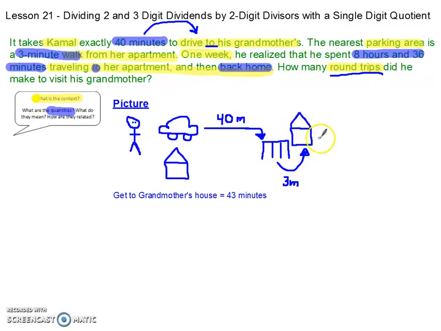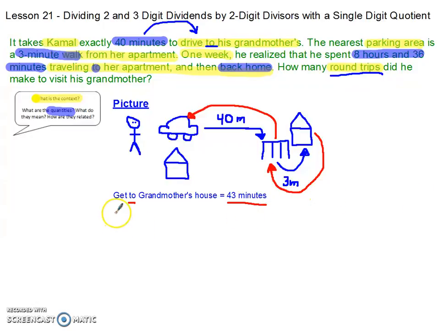But then we also have to think about his round trip, meaning not only did he go to his grandmother's house, but he also went back home. So not only did he go, but he also made a return trip to the parking garage, which was also 3 minutes. And then he went from the parking garage back home, which was another 40 minutes. So again, not only to get to grandmother's house, but to get back home was another 43 minutes.